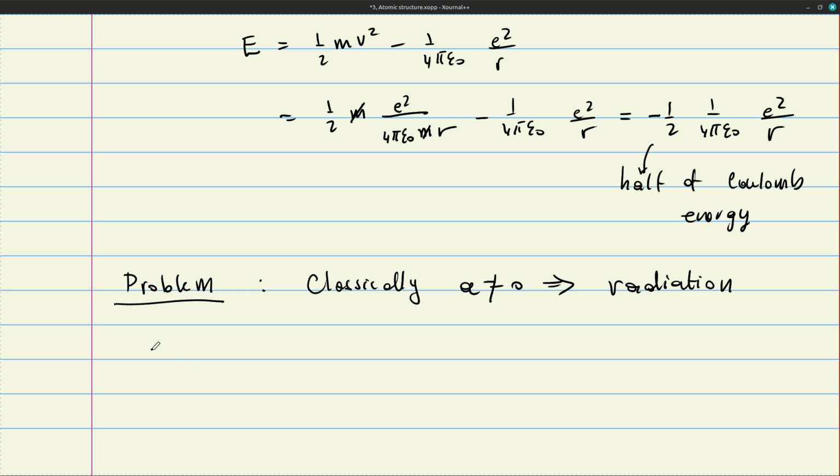So classically, circular motion is a motion with non-zero acceleration, right? So we have this condition, and electrons are charged. So we also have the charged particle in acceleration, that's also satisfied. So there has to be radiation.